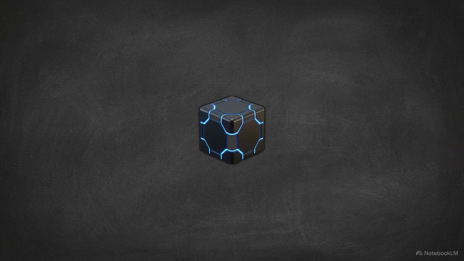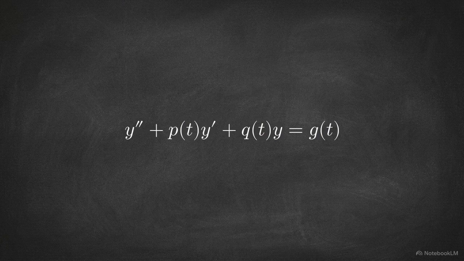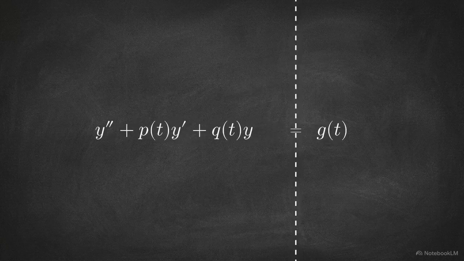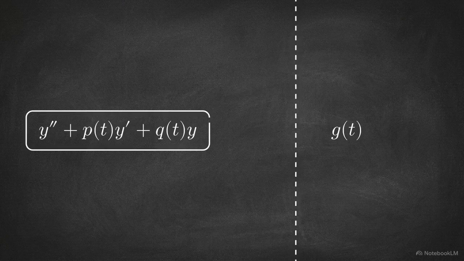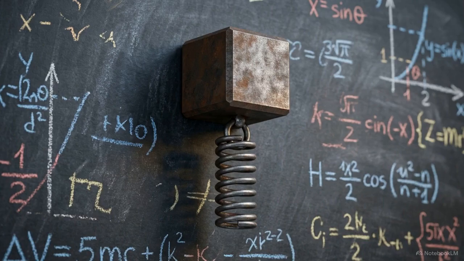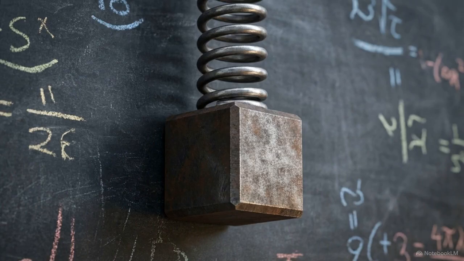This is the generic mathematical form for these systems: y double prime plus p of t y prime plus q of t y equals g of t. Extracting a solution from this structure requires dismantling it. We must solve the two halves separately, isolating the left side from the right. This mathematical split mirrors a physical reality. We isolate the system itself before considering the outside forces acting upon it.